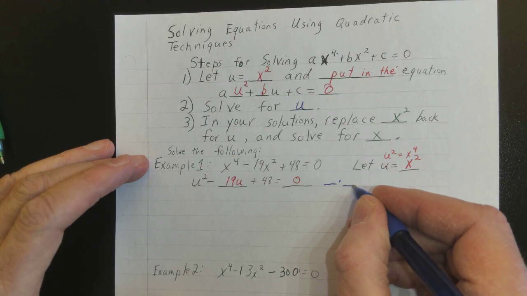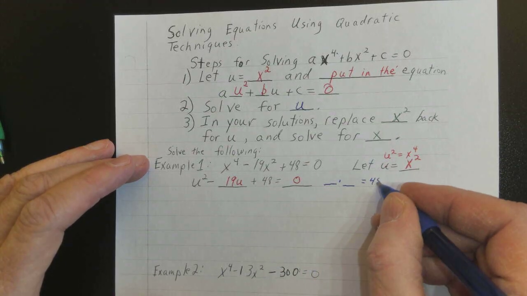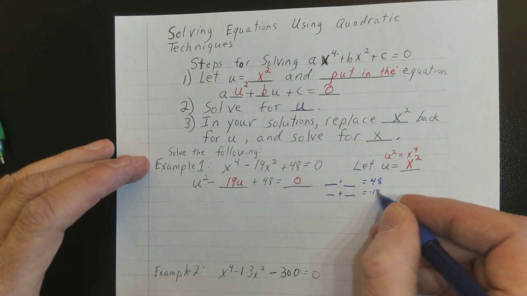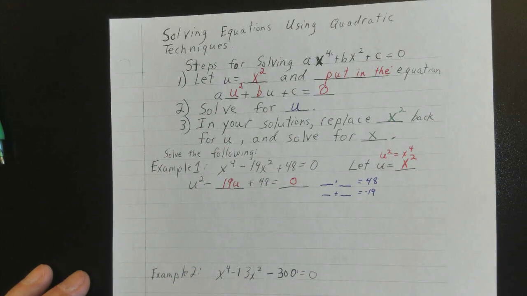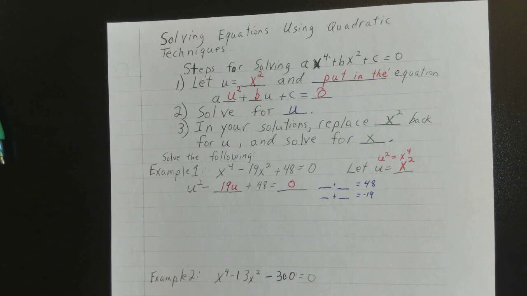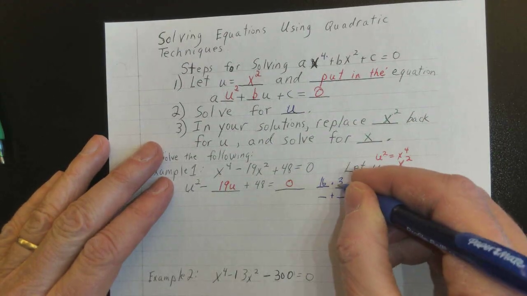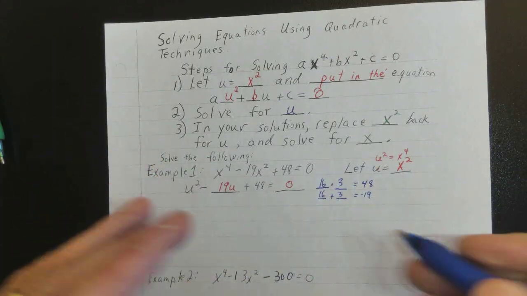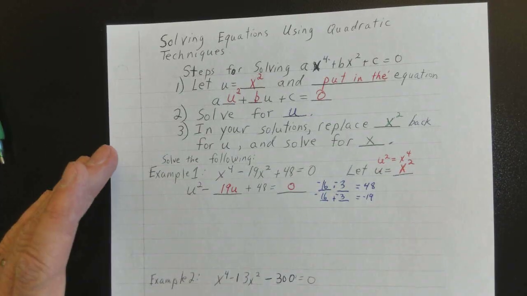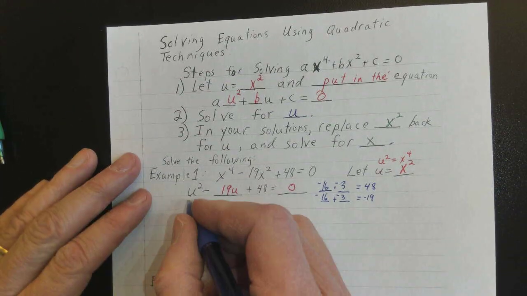Okay, I'm going to use factoring. This will factor. Two things that multiply to 48 and add to negative 19. I don't know if anything comes to mind. Sixteen and 3. Both of them negative, right? You said? All right, very good. 16 times 3 is 48. 16 plus 3 is 19. So if we make both of them negative, we're good. All right, nice job.